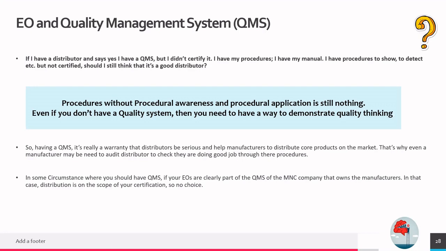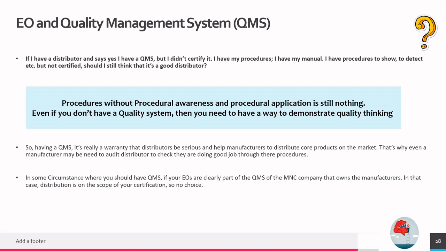So next, having a QMS is really a warranty that distributors are serious and help the manufacturer to distribute a good product on the market. That's why a manufacturer may even need to audit the distributor to check they are doing a good job through their procedures. In some circumstances you must have a QMS, if your economic operators are clearly part of the QMS of the multinational company that owns the manufacturer. In that case, distribution is in the scope of your certification, and you have no choice.